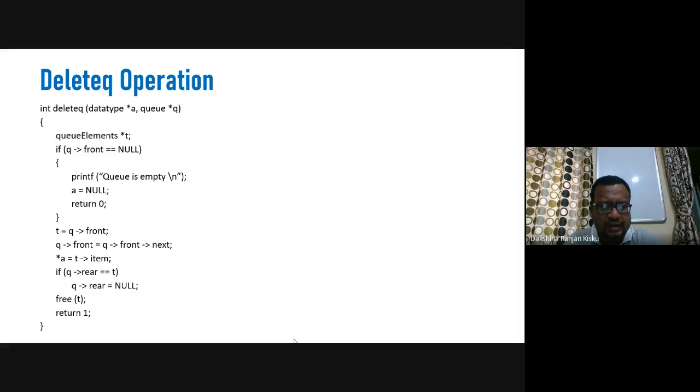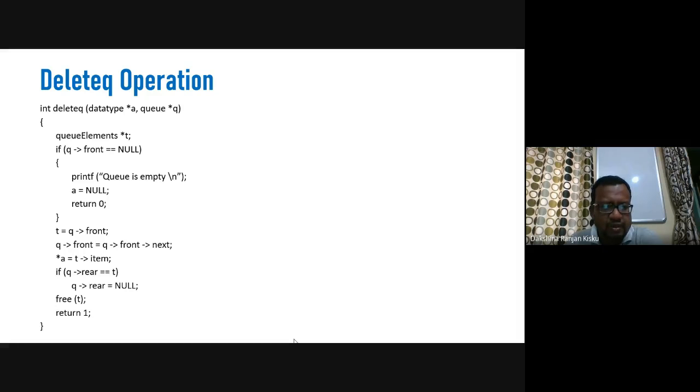Then we are writing star A equals to T item. What does this mean? A here is the pointer variable which will contain the address of the data item. So here we are making star A equals to T item. That means the data item which is to be deleted from the first node is referred to by this star A equals to T item.